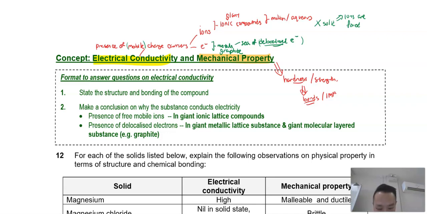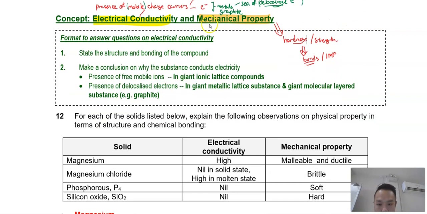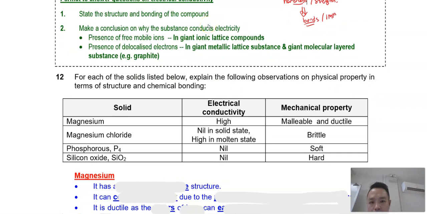Okay, so we look at some examples for question 12. So we have 4 solids to look at: magnesium, magnesium chloride, phosphorus, and silicon oxide. We also look at both the electrical conductivity as well as the mechanical property. So before we start on this question, let's look at the question demands. We need to explain in terms of structure and chemical bonding. Okay, so it's quite a systematic way of answering the question.